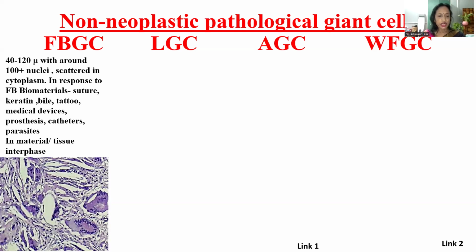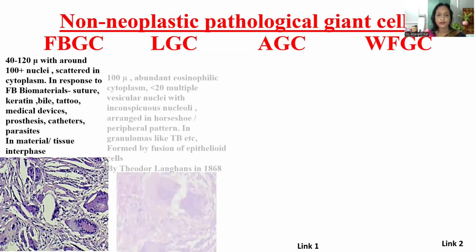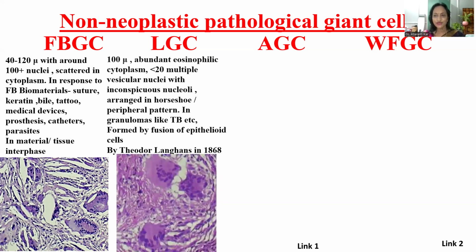This is a condition of cholesterol granuloma where these foreign body giant cells have engulfed the cholesterol granules. The Langerhans giant cells are the most discussed ones, and you are usually asked about them in the exam. These are large cells of 100 micron in diameter, have abundant eosinophilic cytoplasm, less than 20 elongated to ovoid vesicular nuclei, usually arranged in a horseshoe pattern or in a peripheral pattern at the poles. They have inconspicuous nucleoli, and the nuclei of these giant cells look the same as the epithelial cells. That's how you can diagnose them.